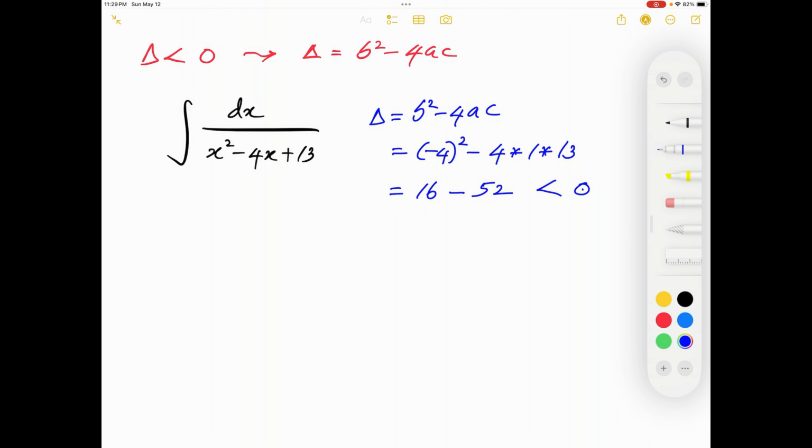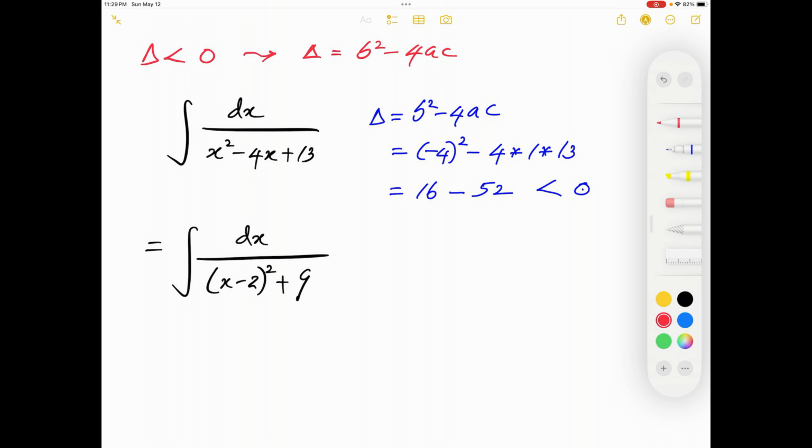So when you have it as negative, we will use the tangent theta substitution. Before doing that, we will have to process this a little bit. We need to write it as a complete square plus a positive constant. So let's do that first. I'm going to write this integral as dx over x minus 2 everything squared plus 9. That's how we will complete the square.